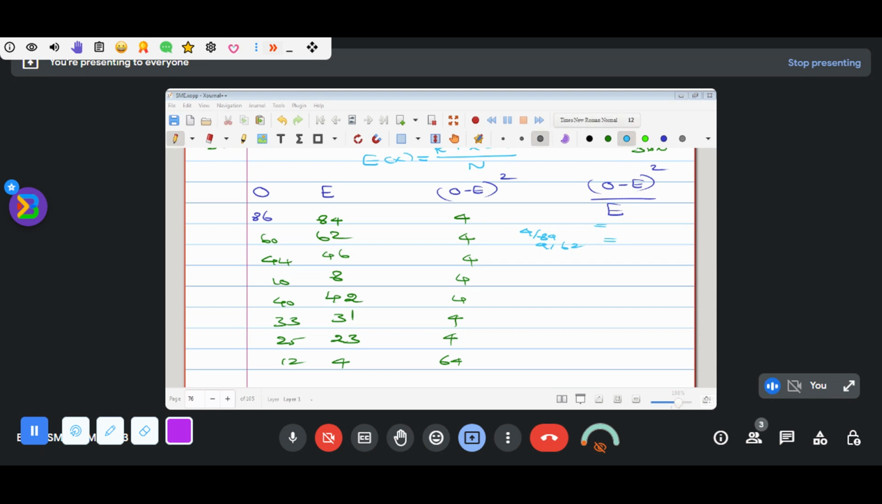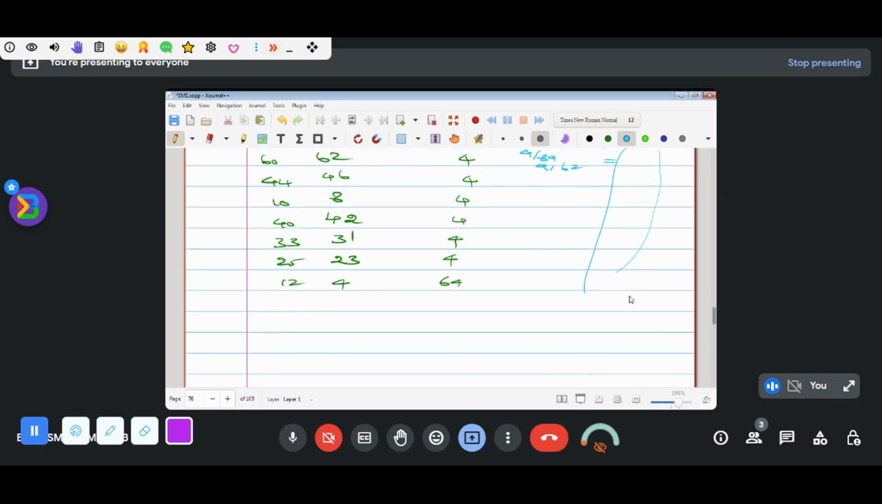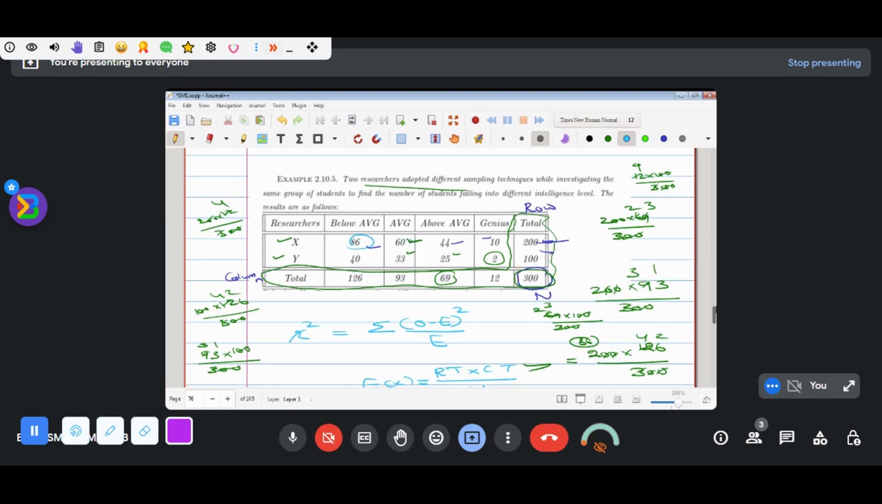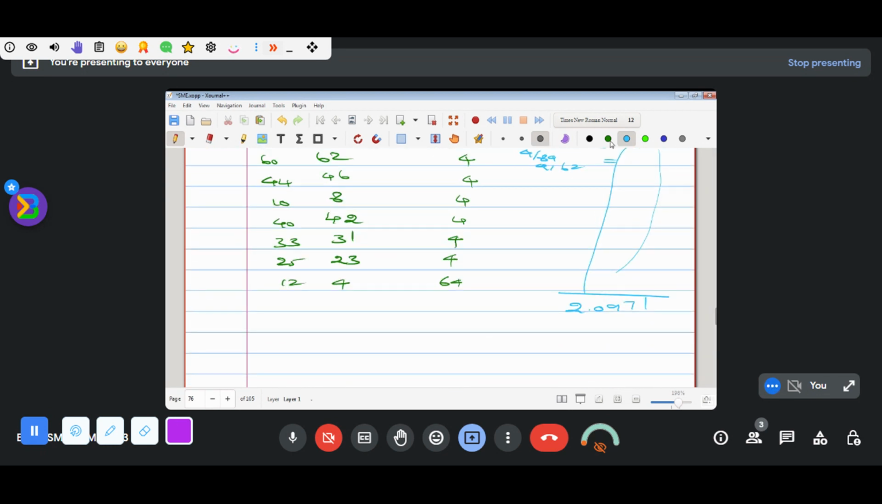To complete the overall calculation, the end result, the summation total, is 2.0971. This is the end of the calculation. Maybe there is a small mistake.